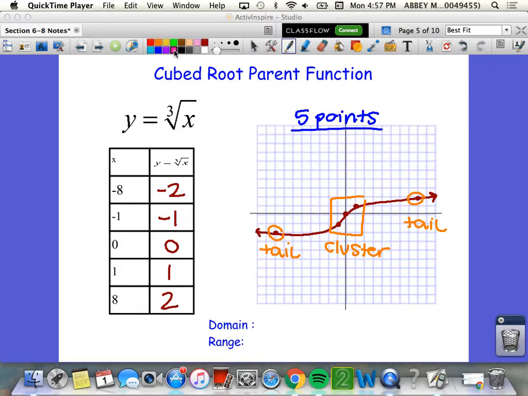Now from here, let's talk about the domain and range. For my domain, did I have any restrictions on my x values? Did I use negatives? Did I use zeros? Did I use positives all in the same fashion? I did. So the domain here is all real numbers. And likewise, the range was all over that y-axis, so the range here is also all real numbers. Cube roots are easy in that fashion. Their domain and range is always going to be all real numbers.